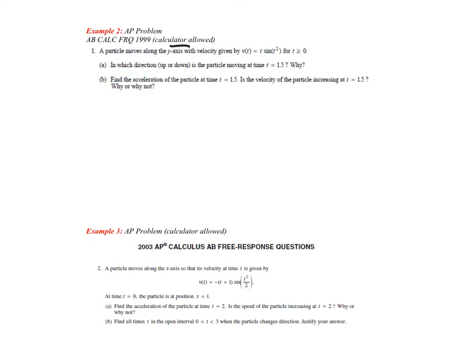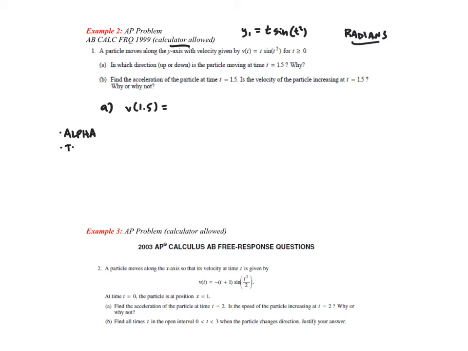In which direction, up or down, is the particle moving? So what I want is I want to know v of 1.5. Okay, so easier said than done. What I'm going to do is plug v of t in for y1 in my calculator. Okay, so I get that plugged in. Make sure you're in radian mode. Radians. Okay, and then what you want to do is go back to your home screen and press alpha.